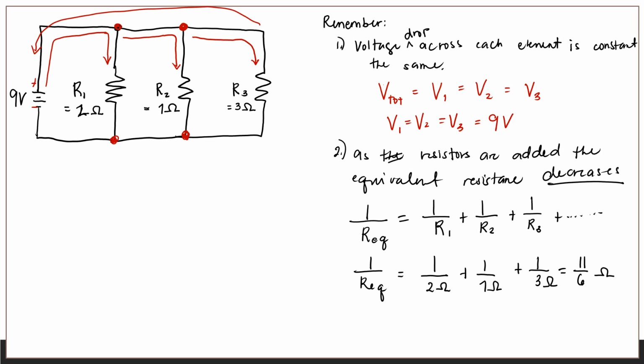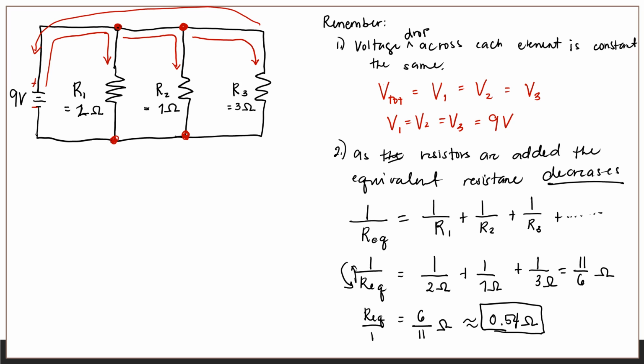ohms. Now remember, this is not the equivalent resistance. This is 1 over equivalent resistance. So to get the exact value, you get the reciprocal of this fraction, and that is R eq over 1. So you just have to reciprocate the answer, and that is 6 over 11 ohms, or in standard form, that is 0.54 ohms.